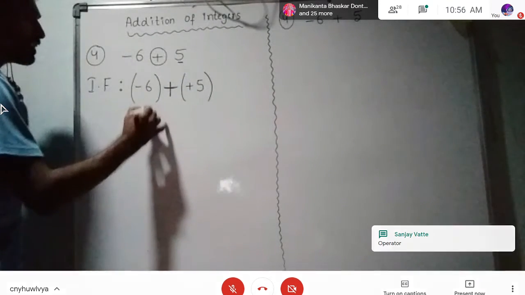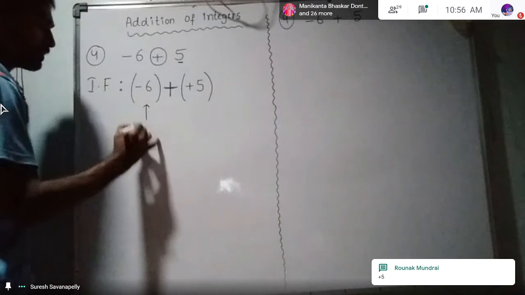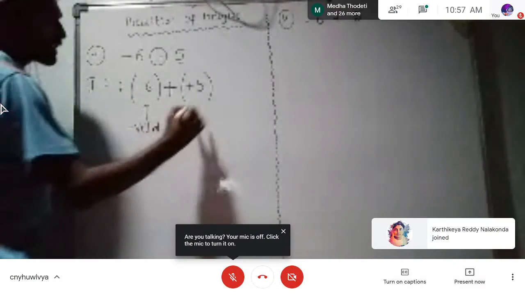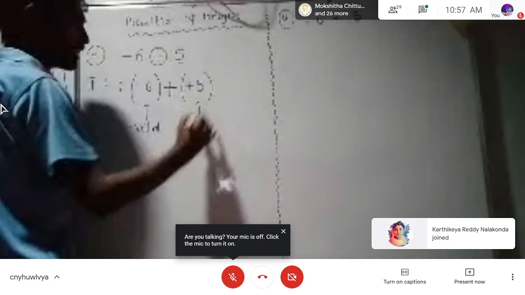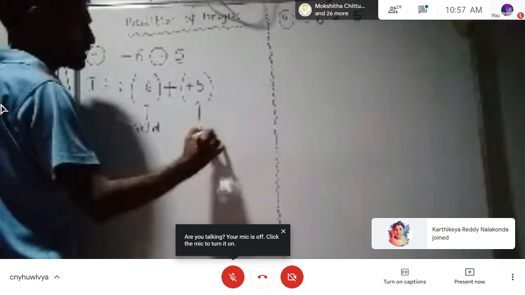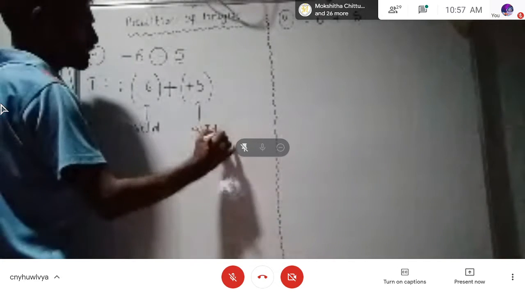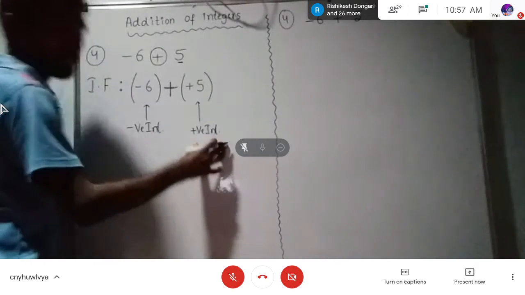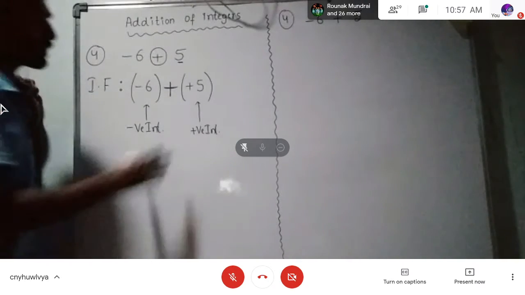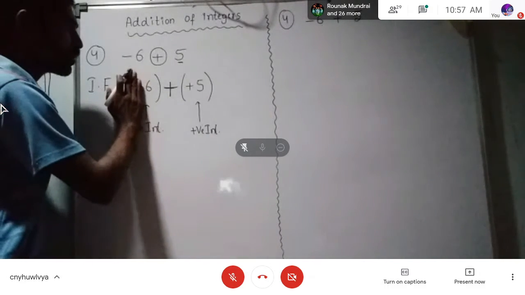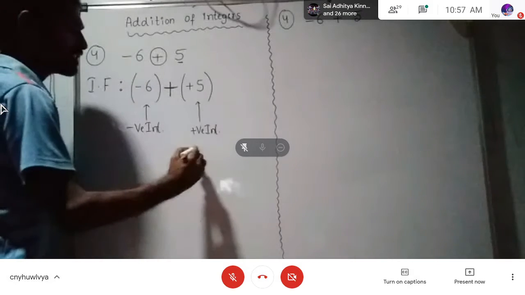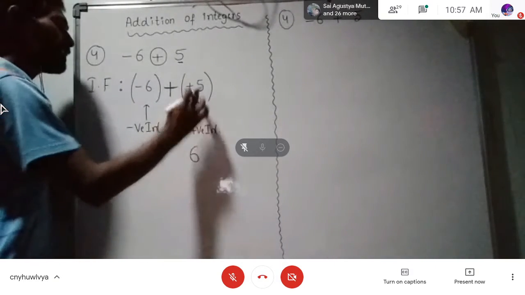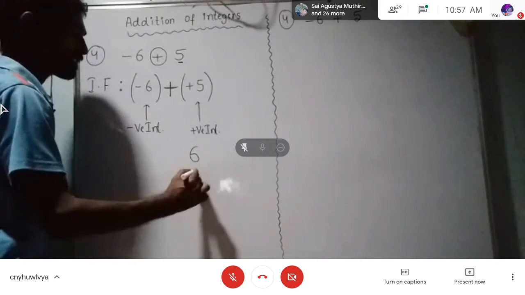Now this is a negative integer, and next, this is a positive integer. So one negative integer, one positive integer. So how to do this one? Very simple. What we need to do, just close these signs. 6 is the bigger number, so you write the bigger number first. Next, 5 is the smaller number, you write 5 next.